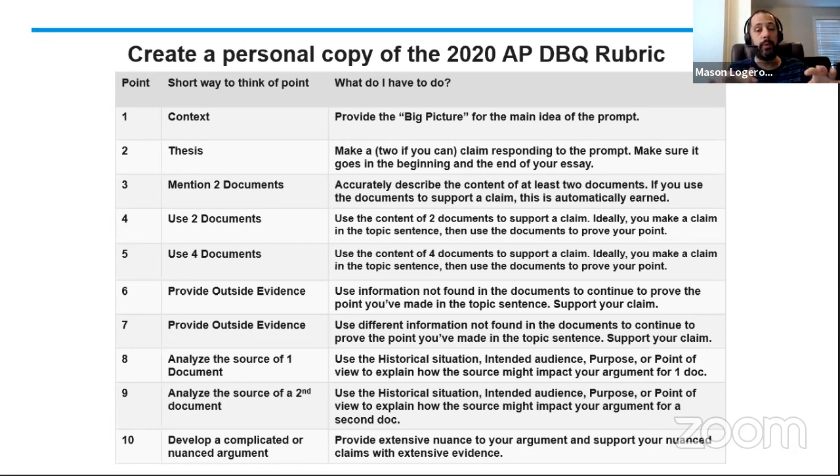Okay, I'm going to skip point 3 because actually you're going to end up doing point 3 when you do points 4 and 5. Because if you look at 4 and 5, it's about using the contents of the document to support your claim. Now, ideally, you're supporting the claim that you made in your thesis statement. So it's pretty straightforward. You make a claim in your thesis, and then you show how the documents support your claim, how they prove your claim.